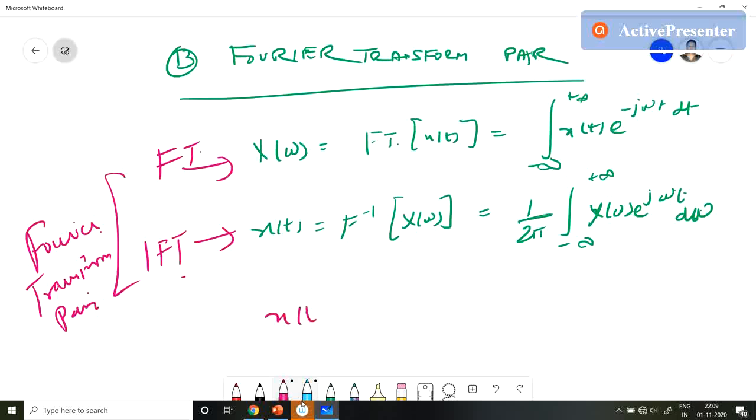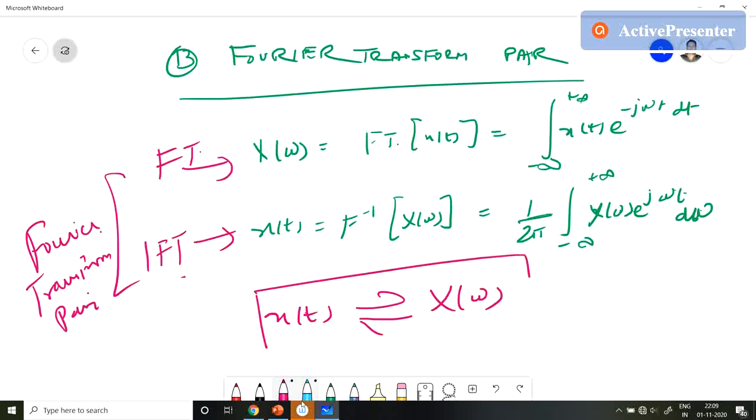Generally we represent it in this manner. So x(t) is the continuous time signal, and X(omega) is the Fourier transform of this x(t).